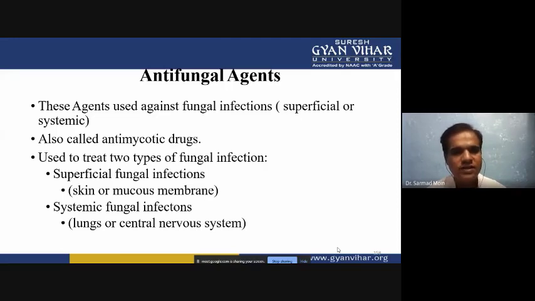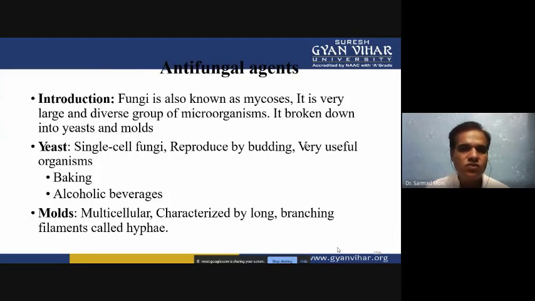They are used to treat two types of fungal infection: superficial fungal infection, of the skin or mucous membrane, and systemic fungal infection, where the fungus can infect the lungs and central nervous system. Fungi, also known as mycosis, are a very large and diverse group of microorganisms.